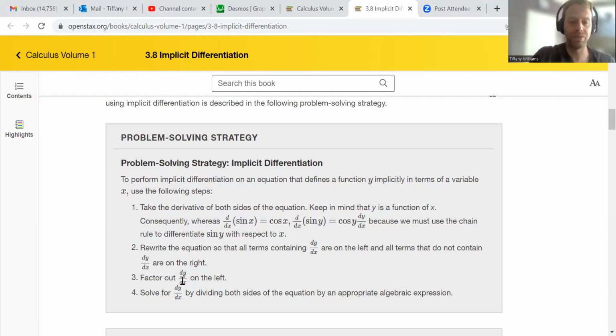And the reason you want to get dy dx on one side is so that it's a common factor. You factor it out, and then you solve for dy dx by dividing by whatever you factored the dy dx out of. You'll multiply it by an expression, and you then divide by the expression on both sides.